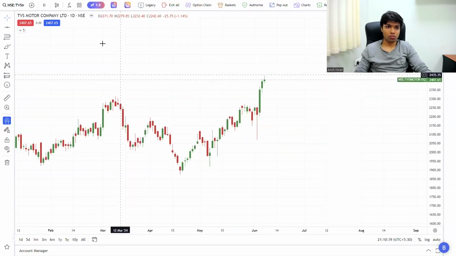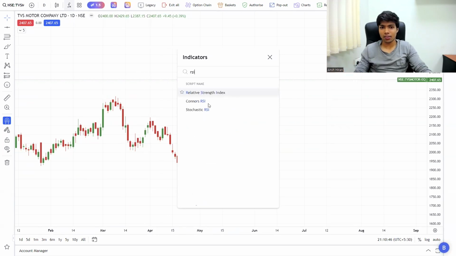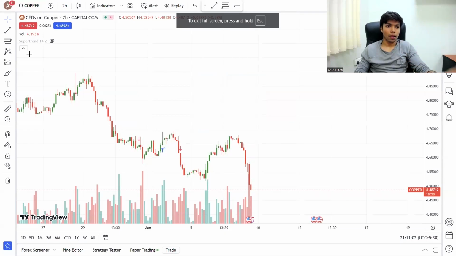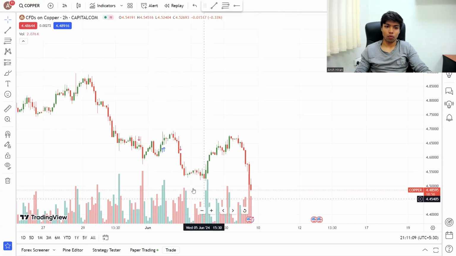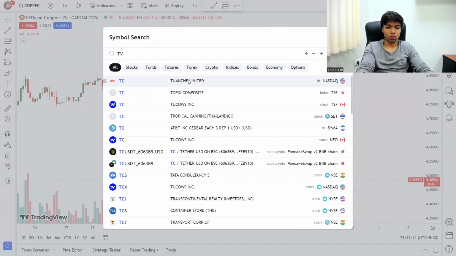You will go to indicators and write RSI. Now you will see so many RSIs on TradingView, but I'll choose the TradingView one. I don't need the volume as of now. Let's plot TVS Motors.